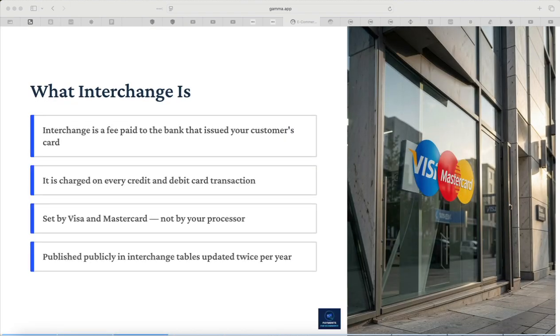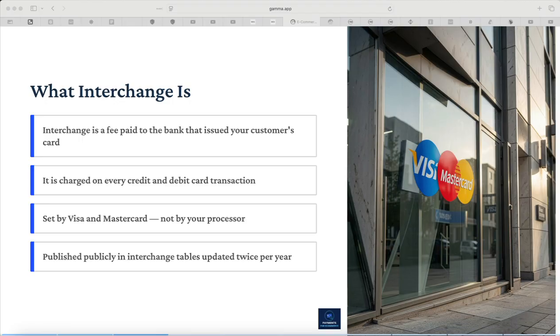So let's start at the beginning. Interchange is a fee paid to the bank that issued your customer's card. Not to your processor, not to Visa or Mastercard. This is a fee to the bank. Chase, Bank of America, Capital One, whoever issued the card that's being used.